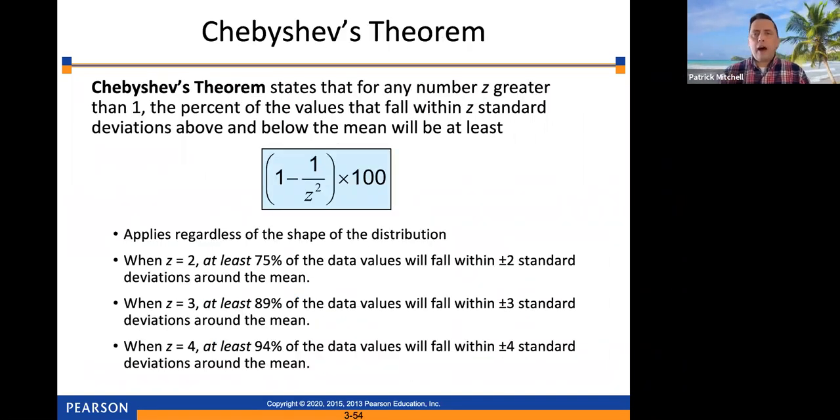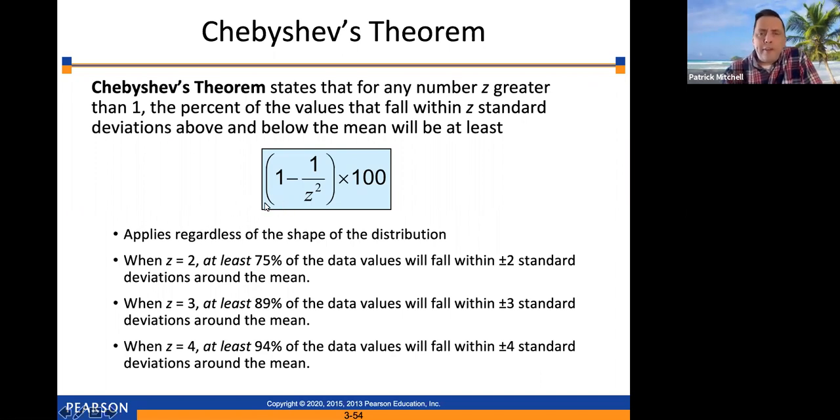Now, Chebyshev's theorem is kind of similar. One difference is that this works for any distribution. Any distribution does not have to be symmetrical, bell-shaped. So what this theorem says is that for any number z greater than 1, the percentage of values that fall within z standard deviations above and below the mean will be at least this percentage. Okay, now that's a lot to take in and kind of hard to understand until you see some examples.